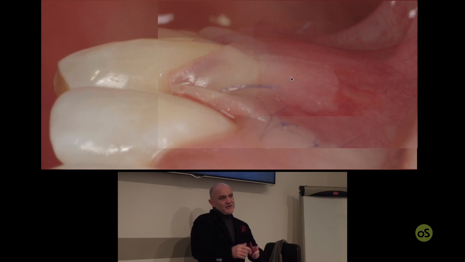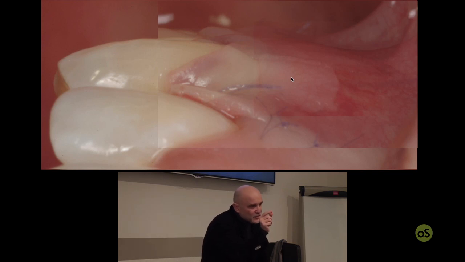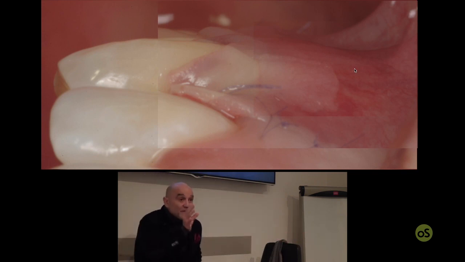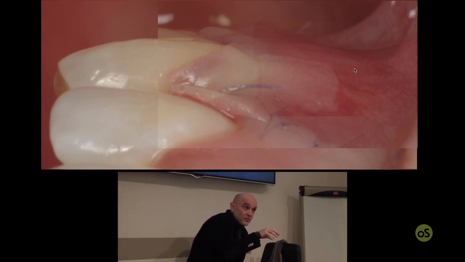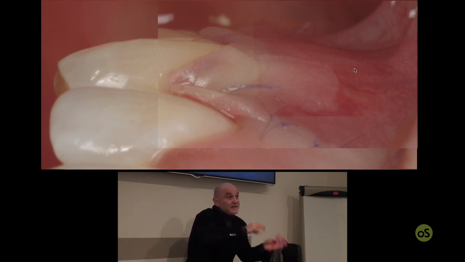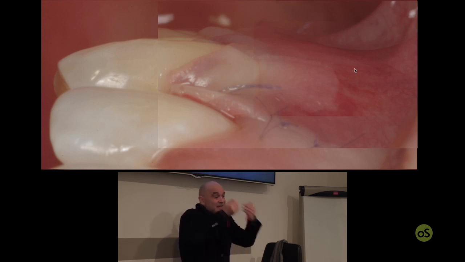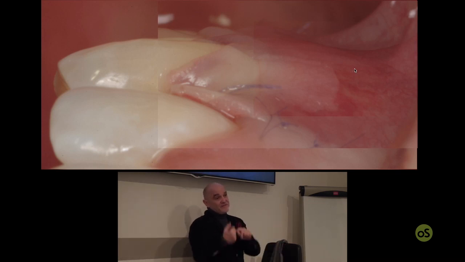1 on the crown, 3 on the root. How much graft do we take today? 4 millimeters. Apical coronal dimension of the graft is 4 millimeters, even if the root is exposed for 10. Because it's not the graft that is covering the root, but it's the flap. But the graft helps flap stability. And it is used to compensate the lack of keratinized tissue of the flap.